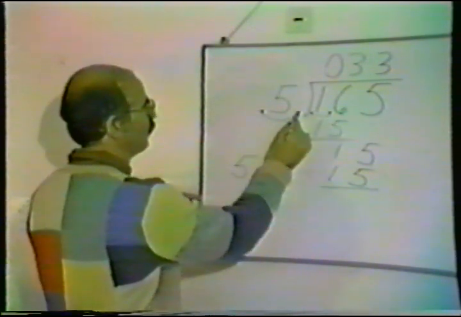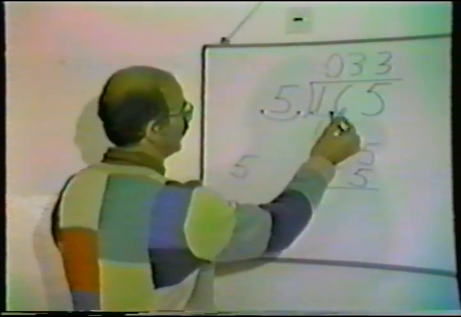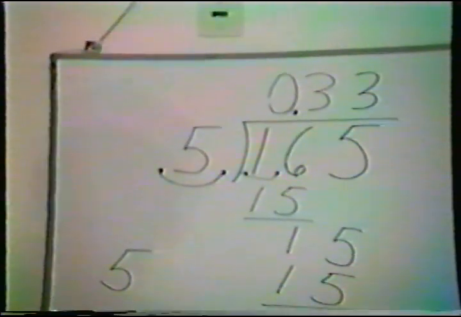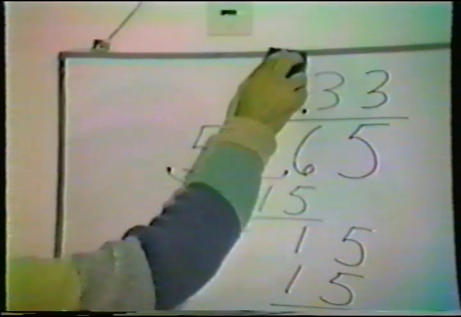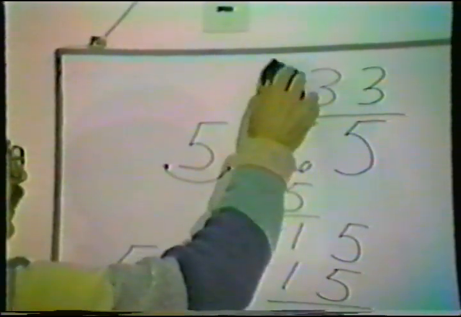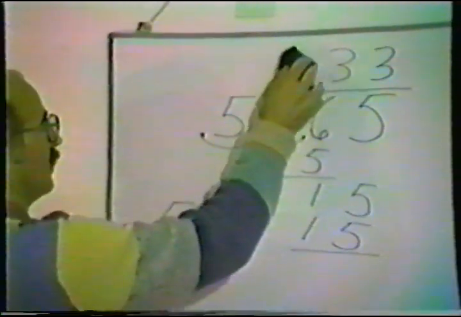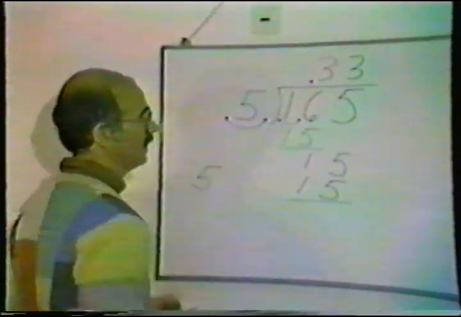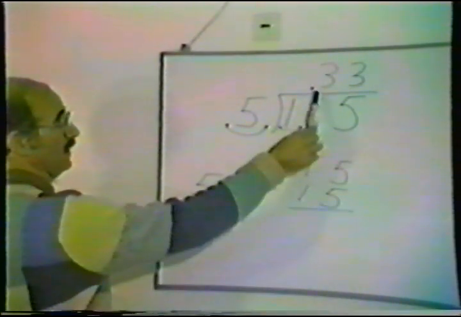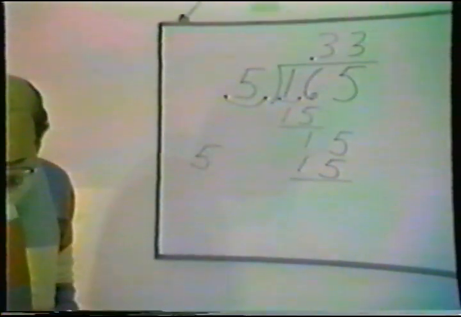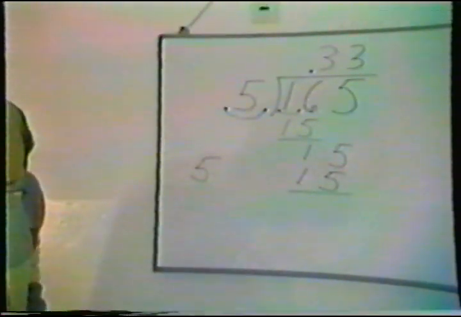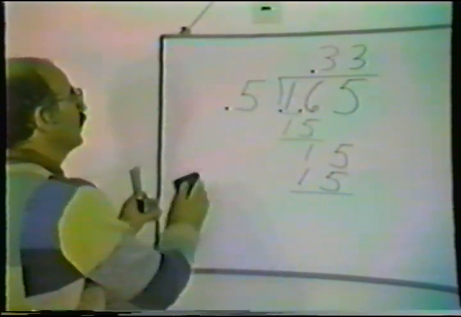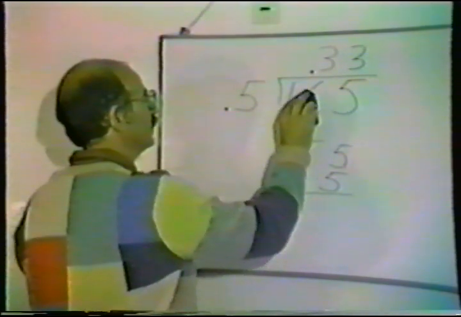Whatever I do with the one, I must do with the other, and then I'll bring it straight up. I no longer need this 0 in front of the decimal point, so I will erase it. What is the answer this time? 33 hundredths. And again, we're going to make some changes.